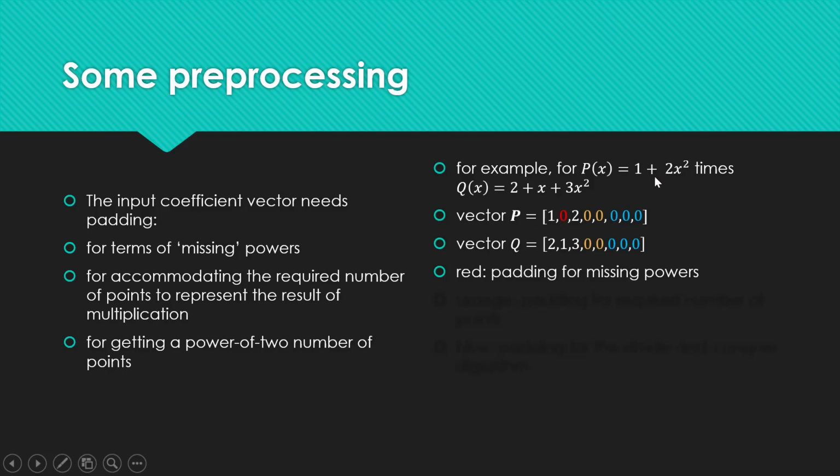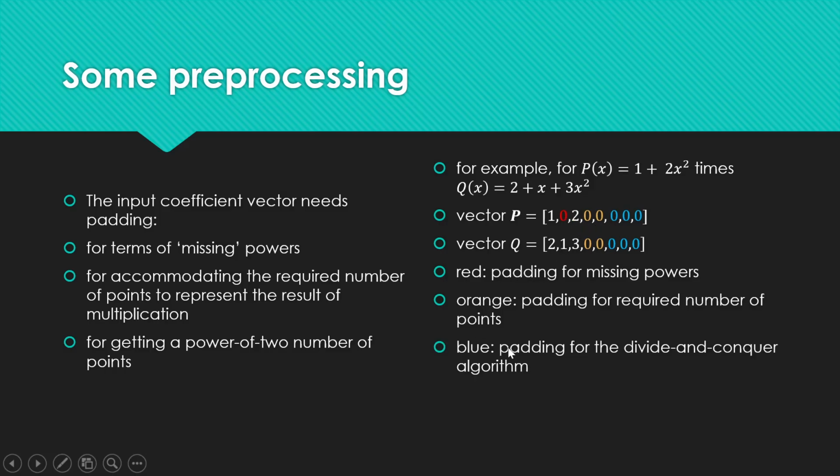The red coloring here means padding for missing powers. In this case, for vector P, it doesn't have a power for x raised to 1, so we add a 0 here. For Q, it doesn't have missing powers, so we just write the coefficients as is. For orange coloring, we need the padding for the required number of points. So the degree would be 4, so we add another one. So 1, 2, 3, 4, 5.